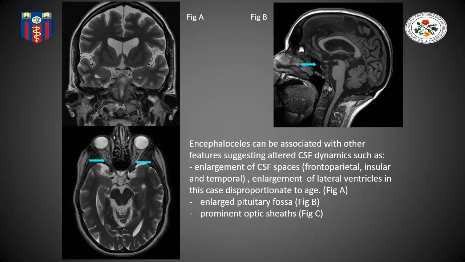Often in patients with encephalocele, there might be signs that suggest the patient has raised intracranial pressure. Here is a young patient, and you can see that there is a disproportionate representation of the CSF spaces, an empty sella, and dilation of the optic sheath. These are all findings that can sometimes be associated with encephaloceles, and it is important to detect them.